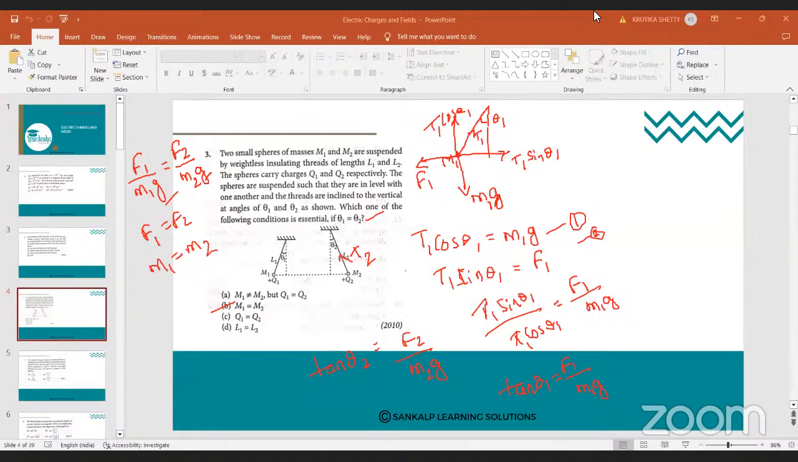Yes, Nagratna is saying the answer is A. Okay, let me check it once again. It will come as option B. Why are you saying M1 is not equal to M2?